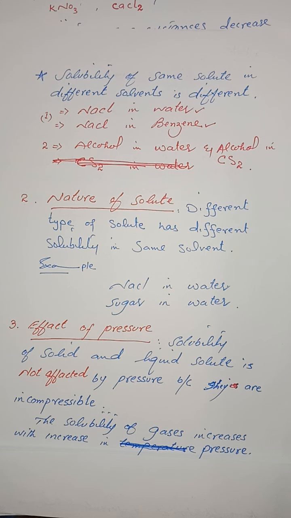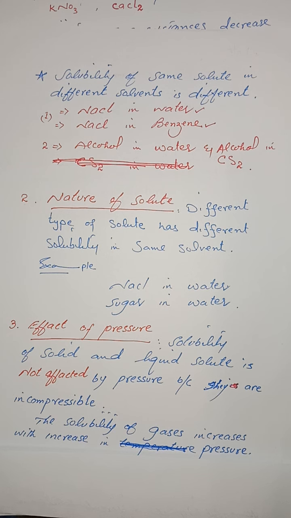Similarly, the third point: non-polar substances are not soluble in polar solvents, or polar substances are not soluble in a non-polar solvent. For example, we say that sodium chloride cannot be dissolved in benzene. Similarly, alcohol cannot be dissolved in petrol because alcohol is a polar compound while petrol is non-polar.